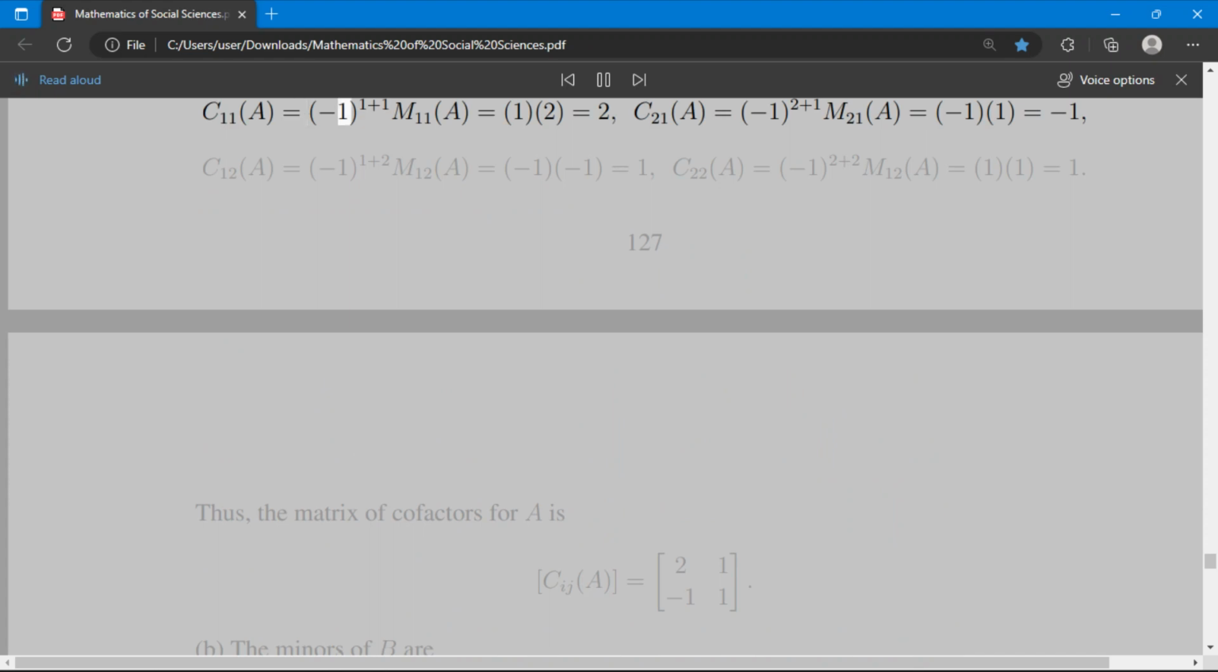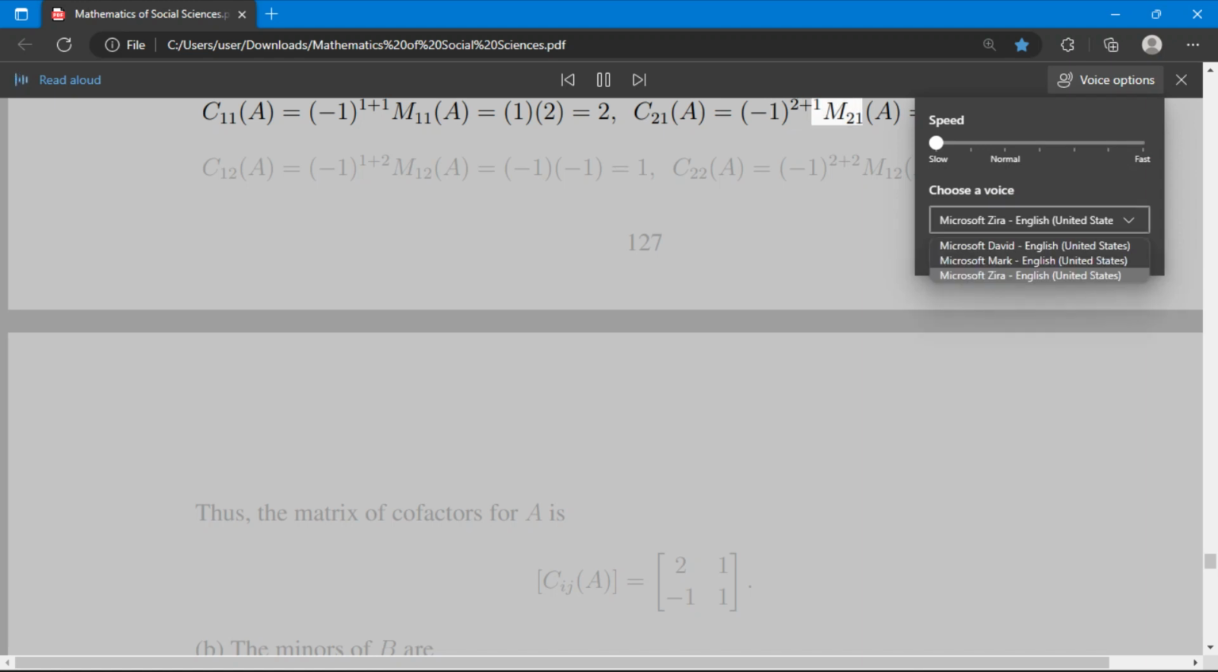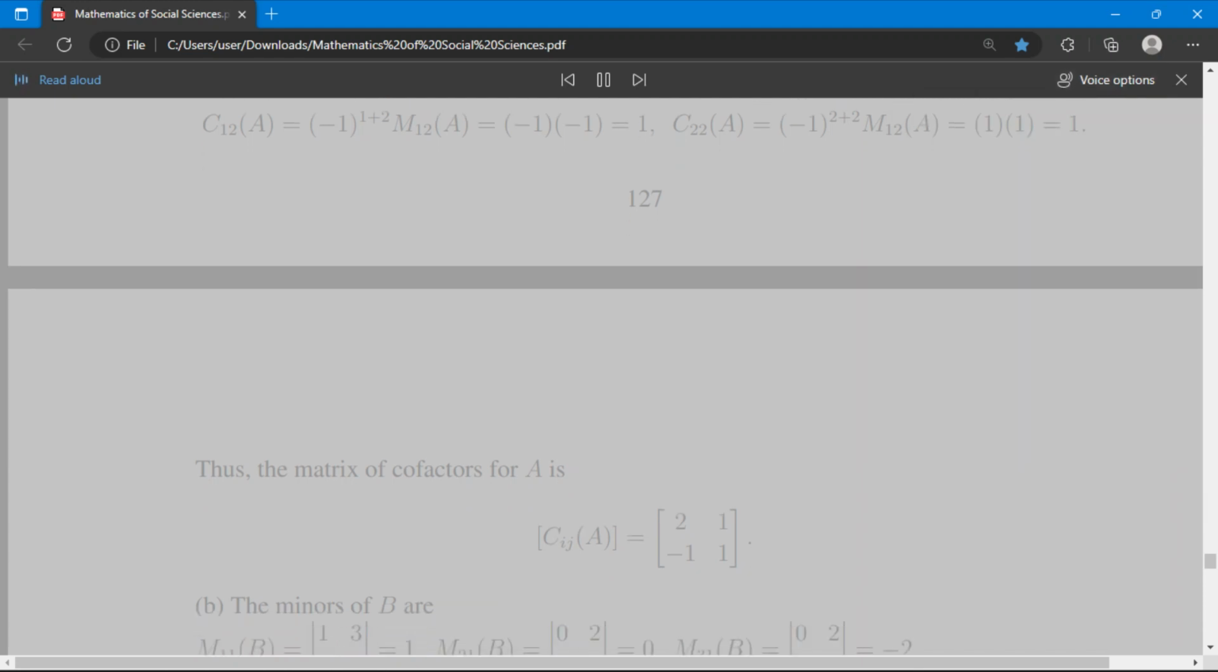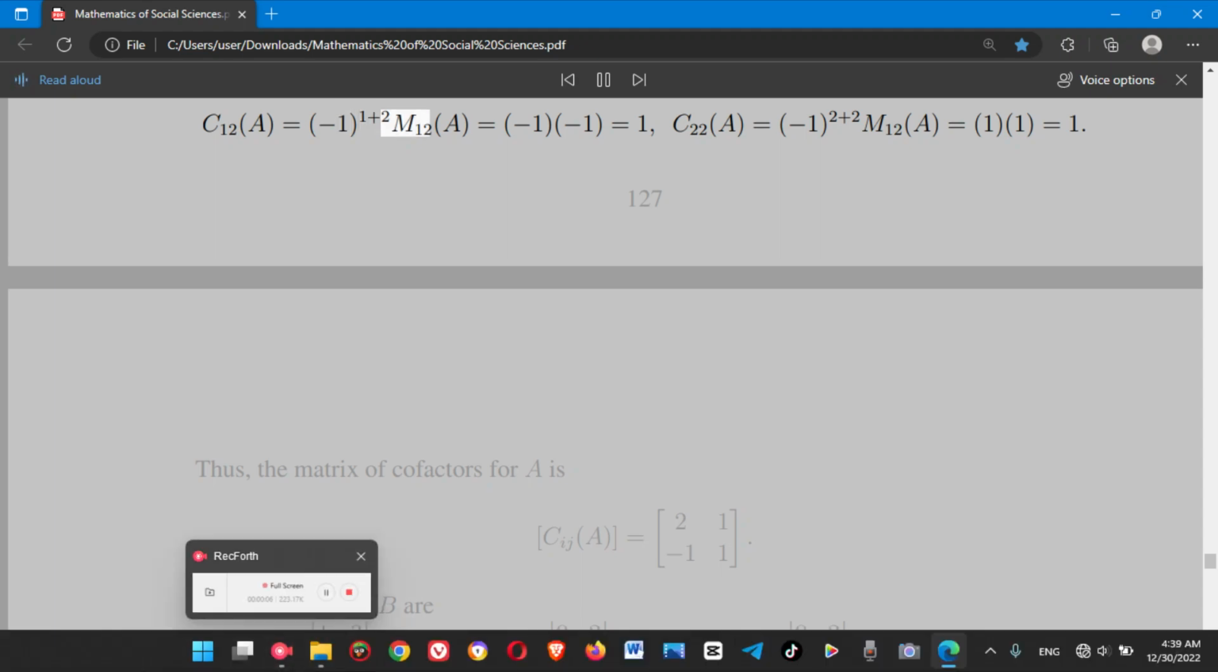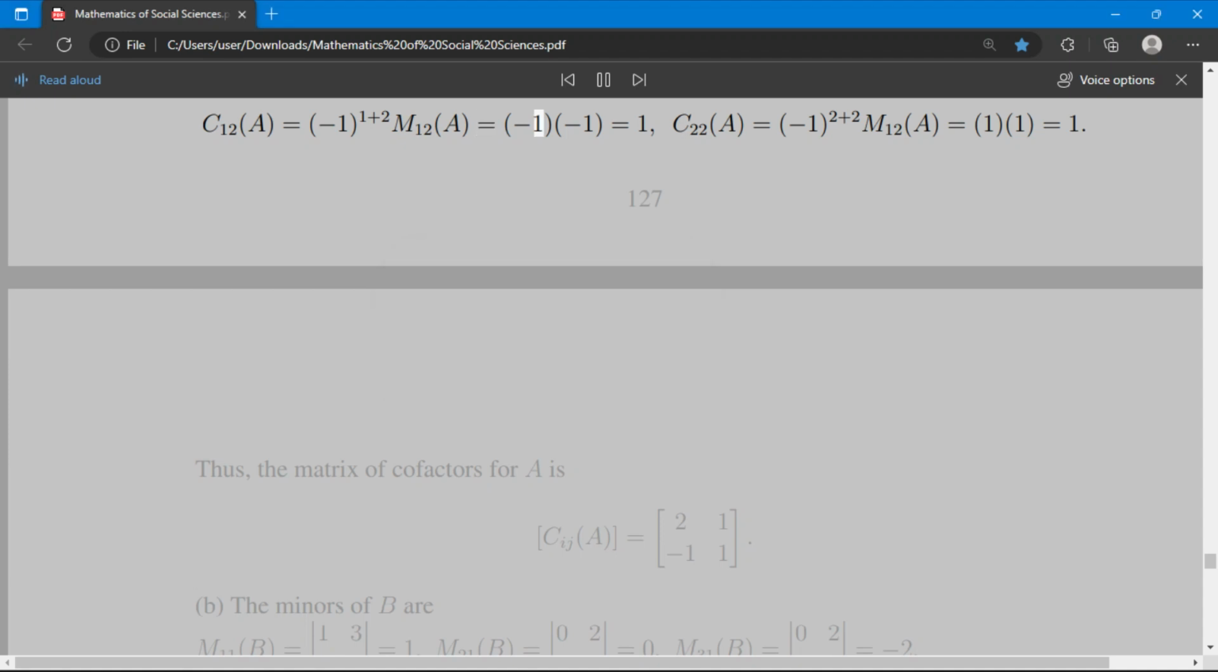C11(A) = (-1)^(1+1) M11(A) = 1·2 = 2. C21(A) = (-1)^(2+1) M21(A) = -1·1 = -1. C12(A) = (-1)^(1+2) M12(A) = -1·1 = -1. C22(A) = (-1)^(2+2) M22(A) = 1·1 = 1.